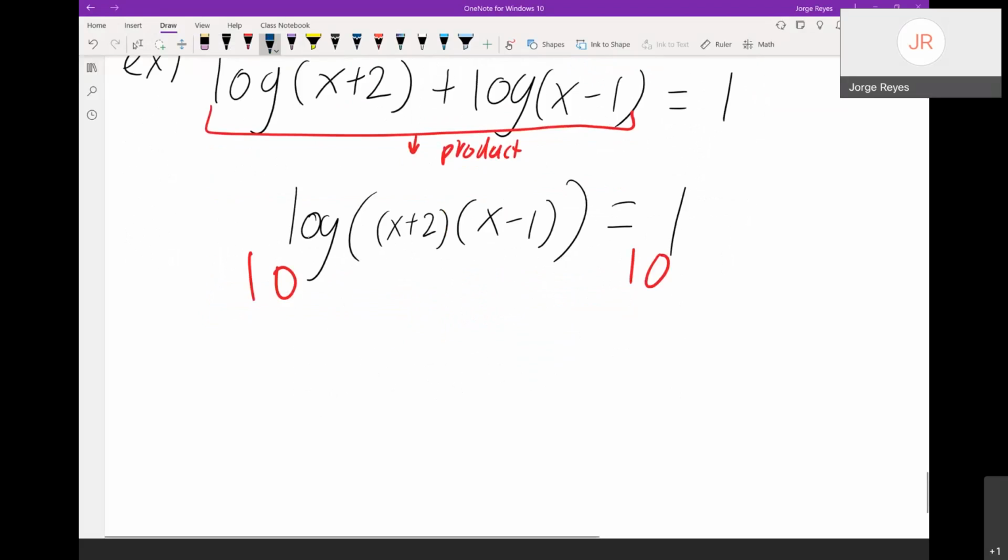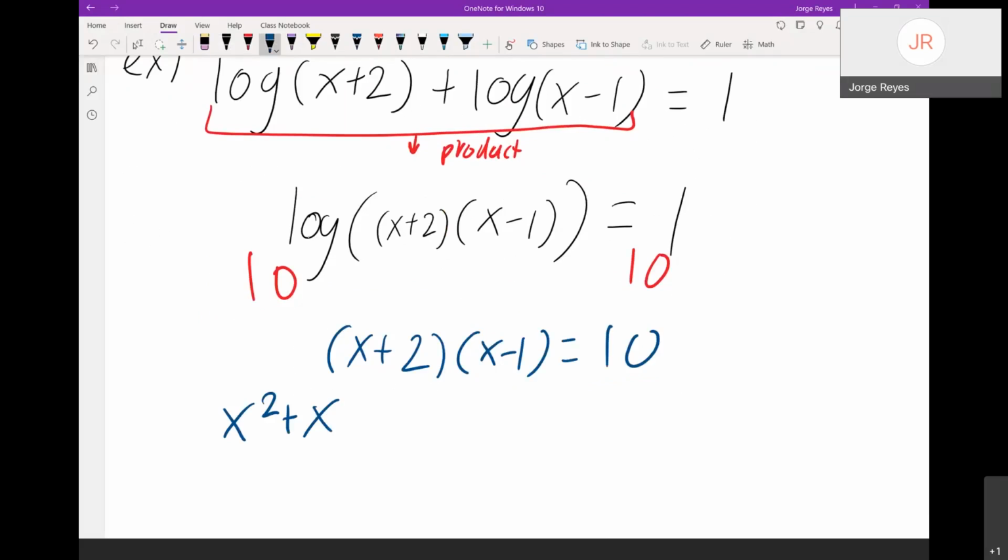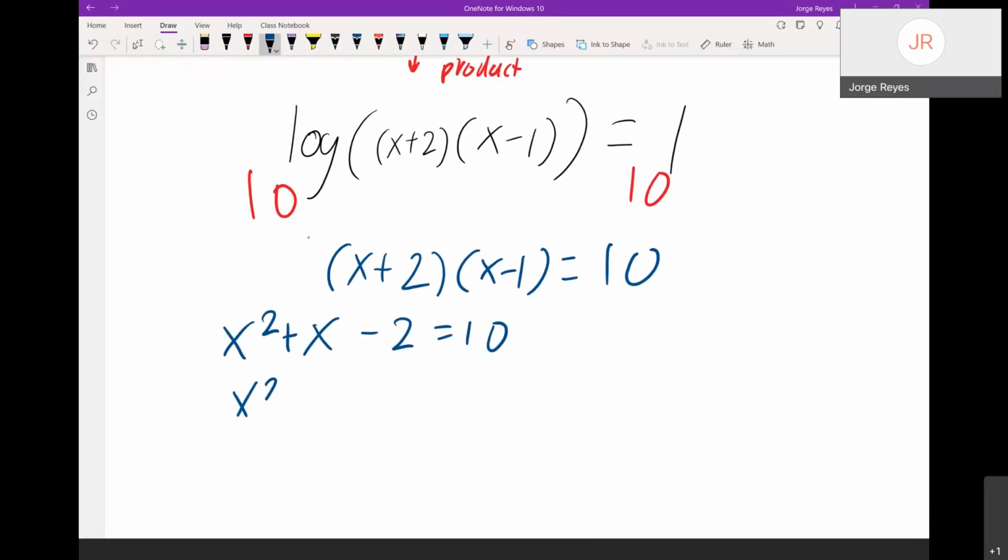And I get x plus 2 times x minus 1 equals 10. All right, and be careful, this is not a 0. Okay, the answer isn't negative 2 and 1. No, okay, you actually have to do work still. You get x squared plus x minus 2 equals 10. Then you subtract the 10 over. Okay, minus 12 equals 0.